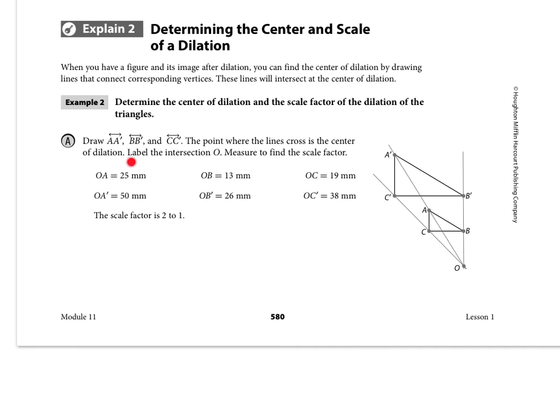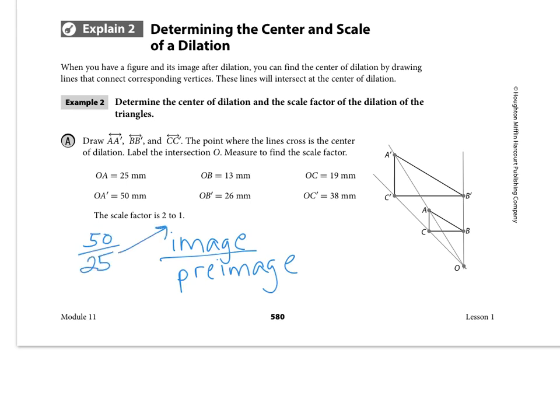And then you can see that if we look at the pairings of those numbers, 25 to 50, 13 becomes 26, and 19 becomes 38. Just a reminder again, the scale factor is always the ratio with the image on top and the pre-image on the bottom. So the image are the prime points, remember? So in this case we would have 50 over 25, which is where we get that 2 to 1.